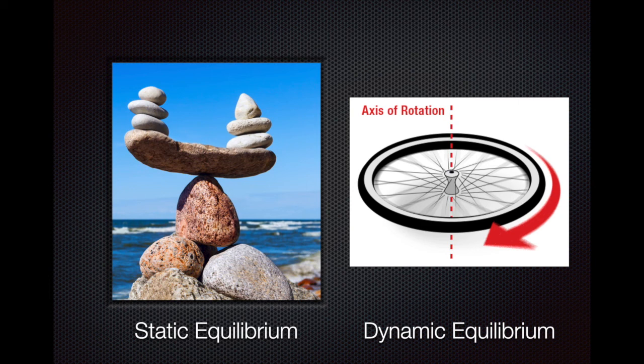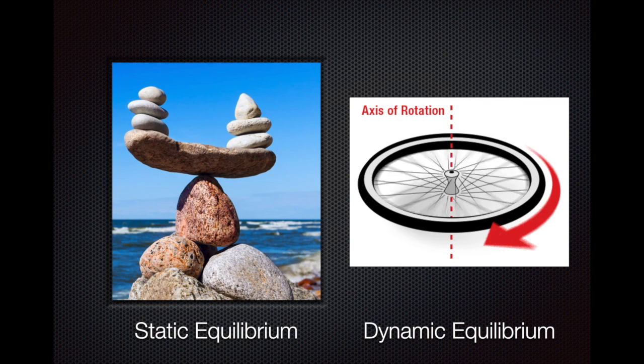You can have an object with zero acceleration while sitting still, but you can also have an object moving that has zero acceleration, as long as it's moving at a constant velocity. So for rotational motion, we can have static equilibrium, like this pile of rocks that is not rotating at all. But we can also have dynamic equilibrium, like this wheel that is rotating, but it's rotating at a constant rate.